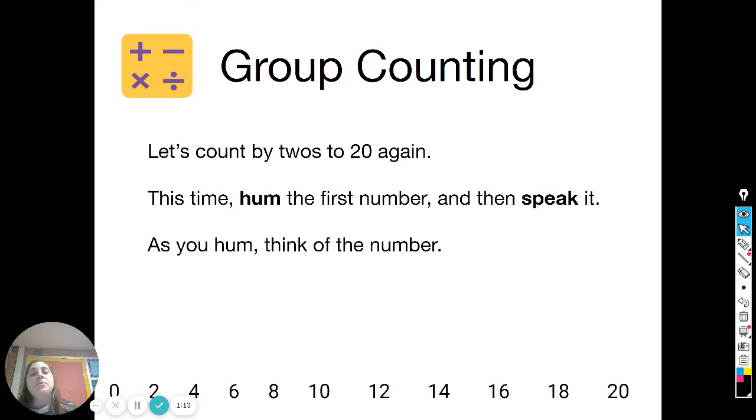Now we're going to count by twos to 20 again, but this time we're going to hum the first number and then speak the next number. So last time we whispered, now we're just going to hum. As you hum, make sure you're thinking of the number in your head. And remember, if you need to follow along with your finger at the bottom of the screen, you can. When I point up, we're going to start by humming. As you hum, you're going to think 2. And then when we speak, we'll say 4. Ready?